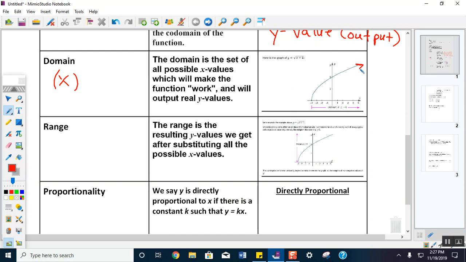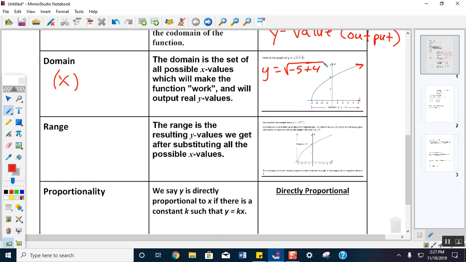We can't have -5 because this would become y equals the square root of -5 plus 4. Guys, what is -5 plus 4? Can I root negative values? I could, they'd be imaginary, but we don't talk about imaginary values in terms of domain and range, so that's why this would start at -4. That's where it starts, so good.